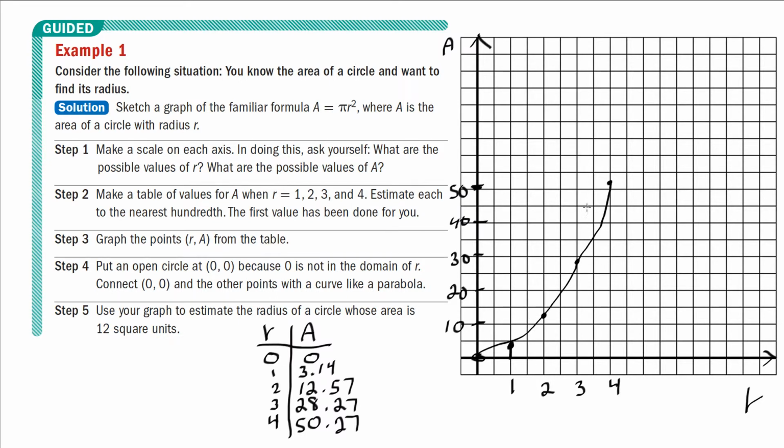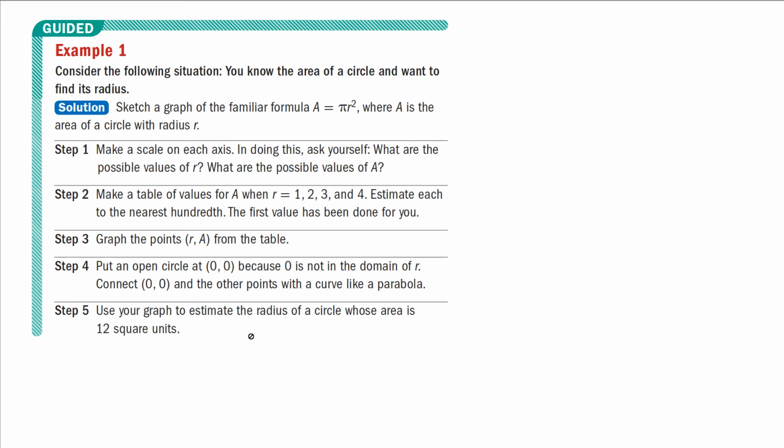And it gets us to step 5. Use your graph to estimate the radius of a circle whose area is 12 square units. So the area is 12 units, and that's not quite halfway, so that's a little bit below 2, but hard to tell from our graph. So if I was going to estimate that using the graph, it would be about 2, about 2 units. That's it for guided example 1.